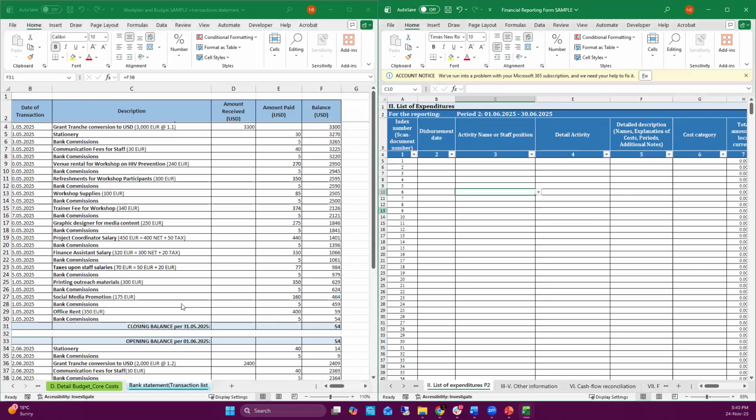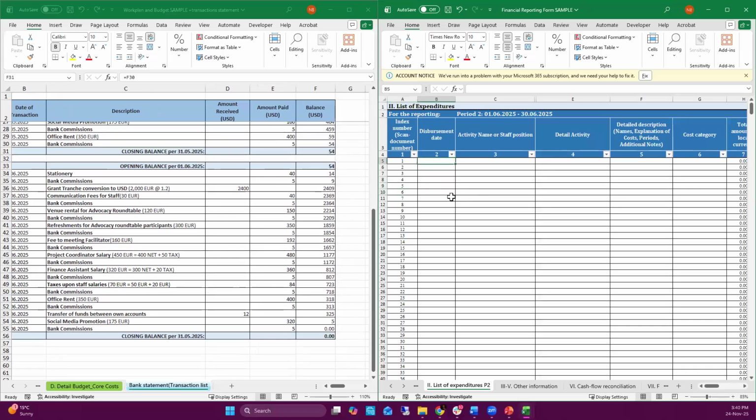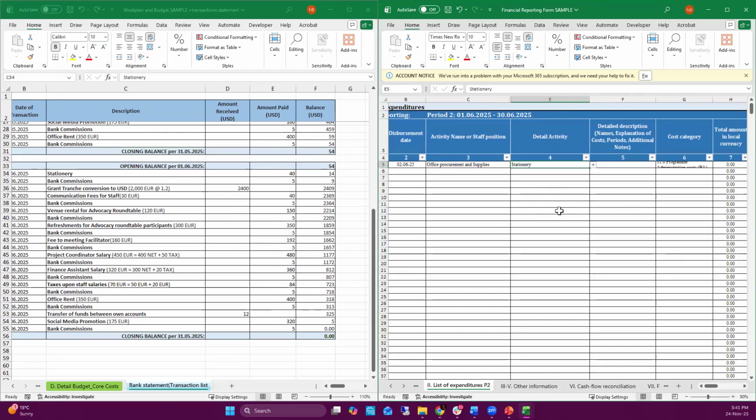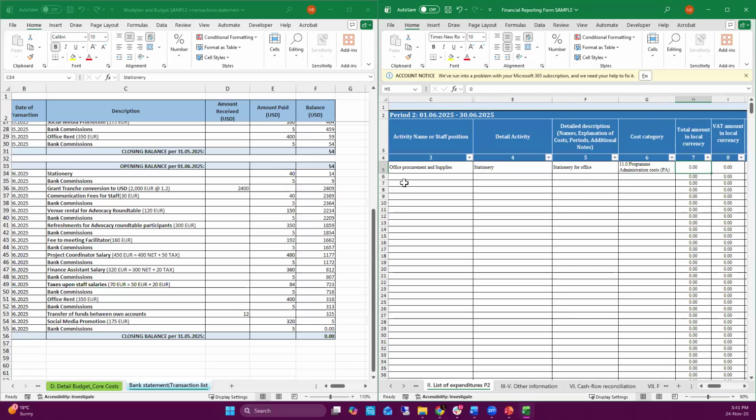Now, if we do the same thing for the next period, let's see what we get here and how we should do some of the things this time. So, okay, here once again, we purchased some stationery for the office, office procurement and supplies, stationery. We're going to make it a bit bigger. So once again, stationery for office. We paid for it 40 USD.